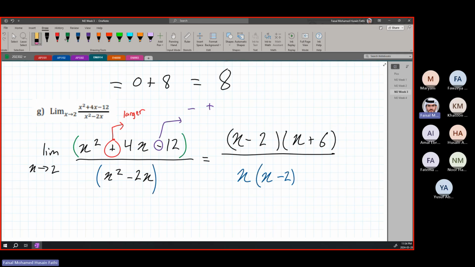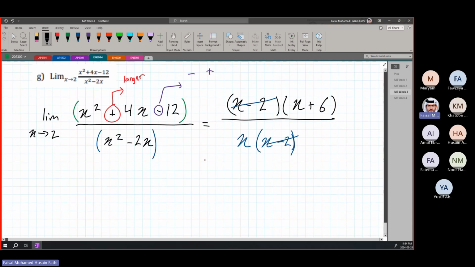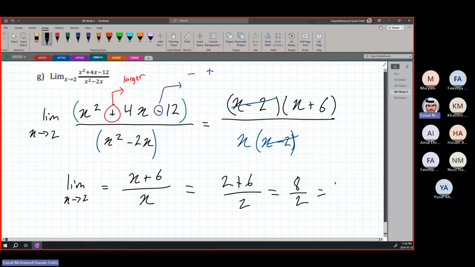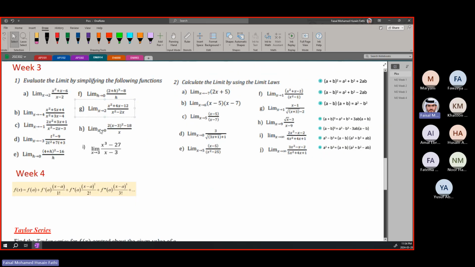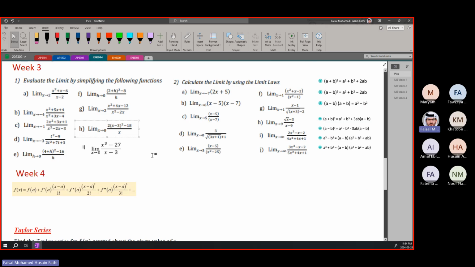And that's it. Now we can just solve. So x minus 2 will cancel. We're left with the limit as x tends to 2 of x plus 6 over x. So it's going to be 2 plus 6 over 2, which is 8 over 2, which is 4. Very simple, very straightforward. Let's see if there are any more questions. Again, same idea here.